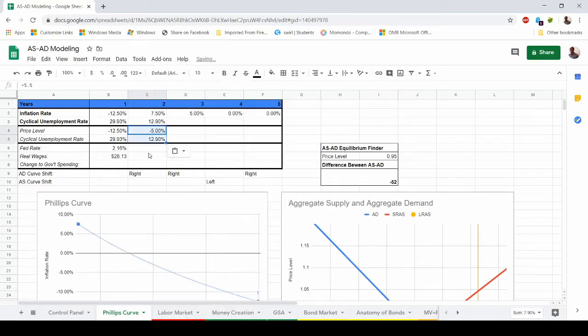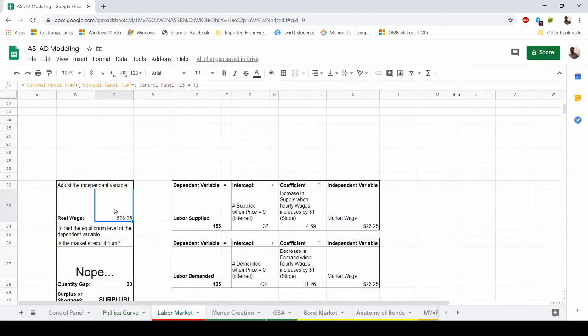Okay, so now we see that we have gone from a deflationary environment to inflation of 7.5%, right? With unemployment going down from 30% to 12.9%, or 13%. The federal funds rate now is at 1.5%, and real wages in the economy should be lower now, and they are. The real wages in this year are now $26.25. We're going to paste that here.